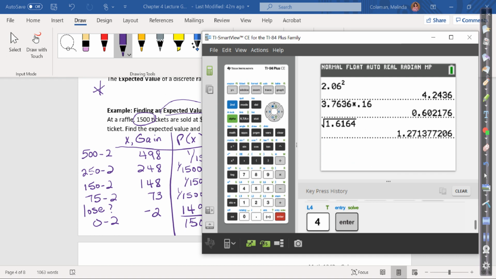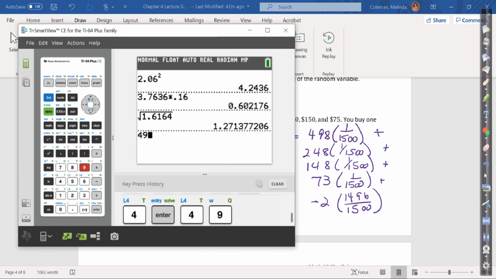We use our calculator. 498 times 1 divided by 1500, plus 248 times 1 divided by 1500, plus 148 times 1 divided by 1500, plus 73 times 1 divided by 1500, plus negative 2 times 1496 divided by 1500.